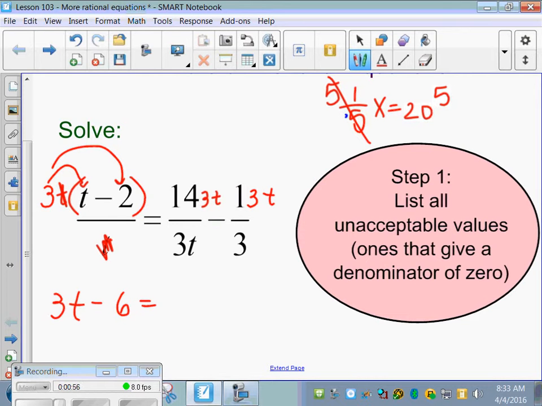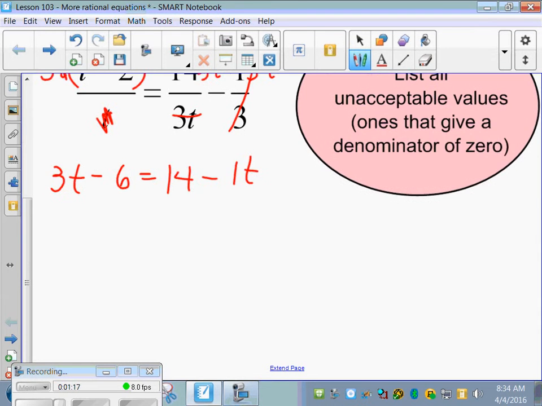On the right-hand side, when I multiply 14 over 3t times 3t, the 3t's cancel out, and I just have a 14 left. And the 1/3 times 3t, the 3's cancel out, and I have a minus 1t, which is minus t. Now we solve like normal because we fraction busted and got rid of all the fractions, so our life was way better. So we're going to add 1t to both sides.